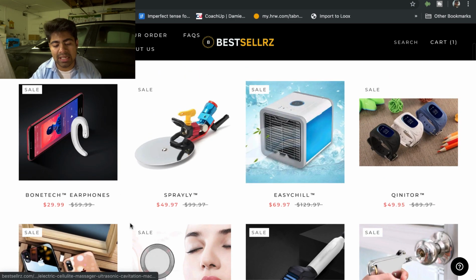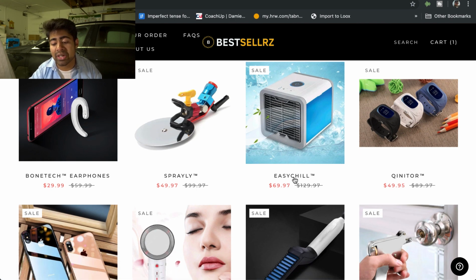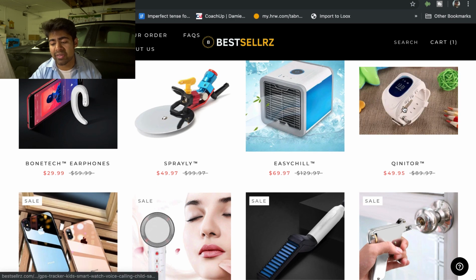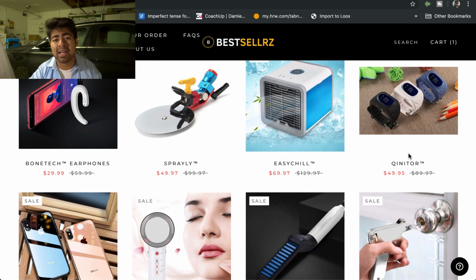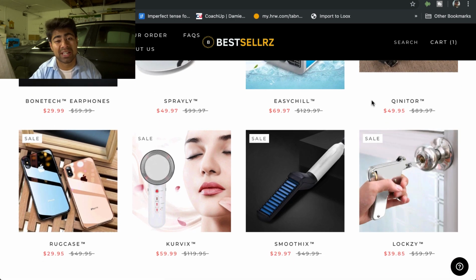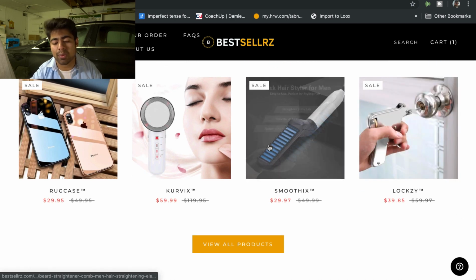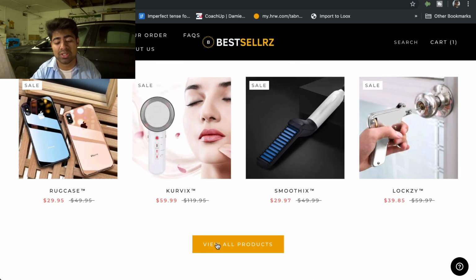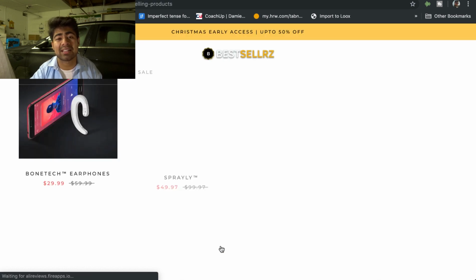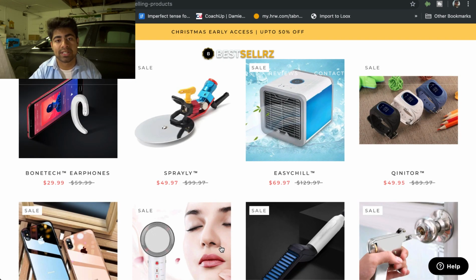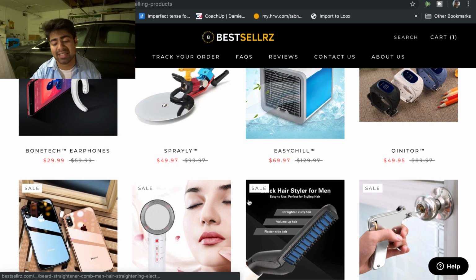But as you can see, every single product on Bestsellers has a special brand name. Like over here, this specific portable air conditioner is called Easy Chill. This specific smartwatch is called Quinitor. Now, I highly believe that Bestsellers kind of overdoes this, where they have every single product with a special name and a trademark symbol, which is kind of overdoing it and making the entire thing lose its importance. Whenever you overdo something, that thing loses its importance, and that's exactly what's happening here.